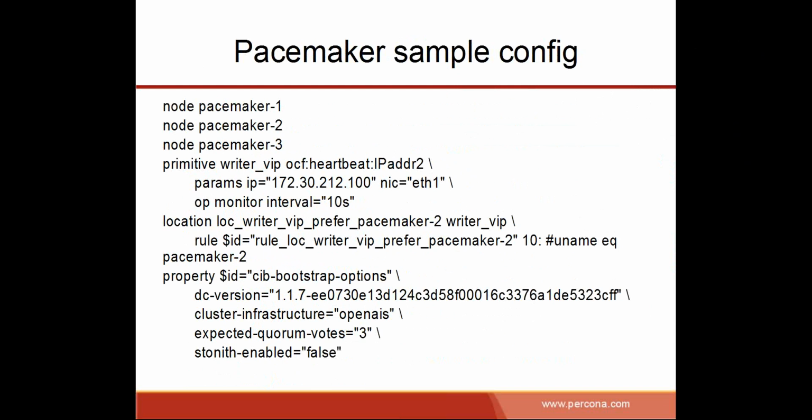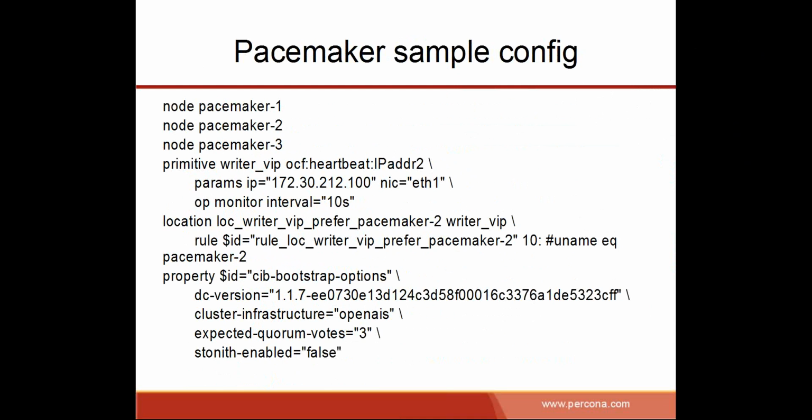We then can add a constraint, and here I'll just put one for fun, a location constraint that favors the writer VIP to be running on the node where the uname equals pacemaker2. I add a score of 10 for that. So it's not an infinite score, but it's a slightly higher score. Since this is the only score I have, it's very likely that if pacemaker2 is available, the writer VIP will be there.